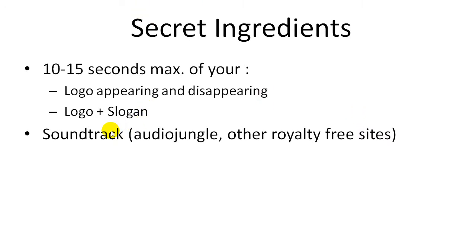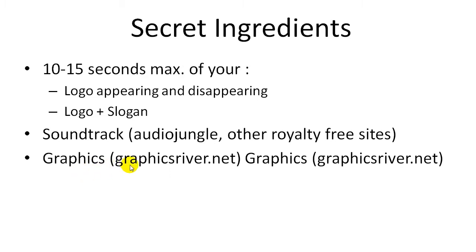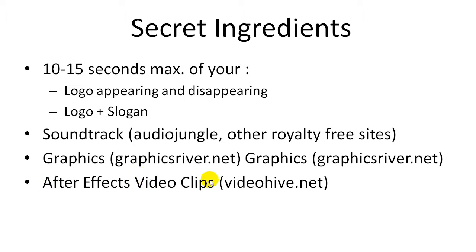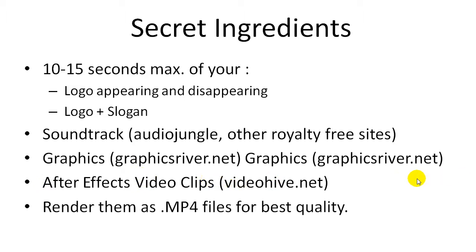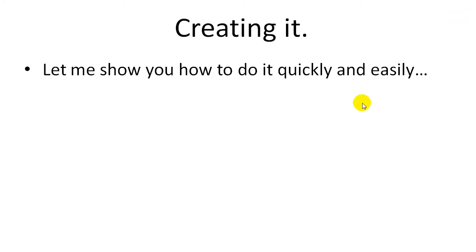In order to do this, you're going to need to have an audio soundtrack. Audio Jungle is a great site. I'm going to show you all this in just a few seconds. Graphics, you're going to need some graphics. So graphicsriver.net is good. After Effects video clips, videohive.net is good. And then of course, when you're done, make sure that you have them rendered as a .mp4 file for best quality. And of course, we're going to get somebody else to do this for us. So let me show you how to do it quickly and easily.